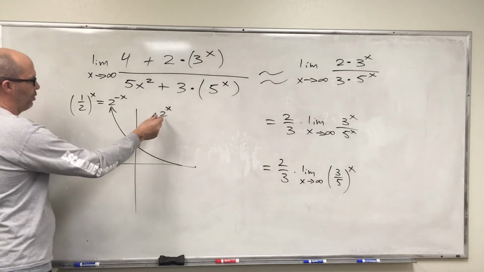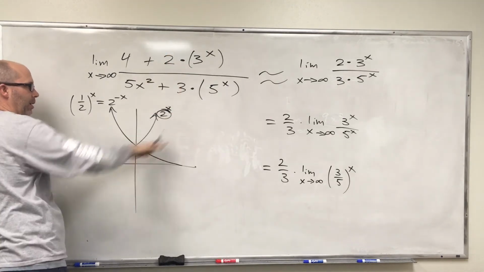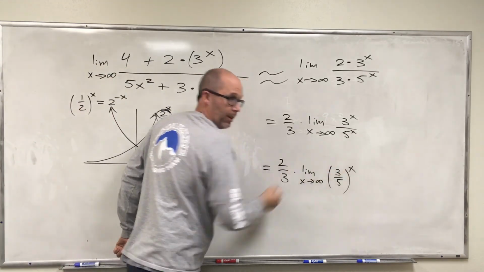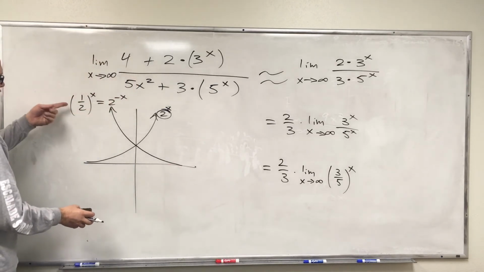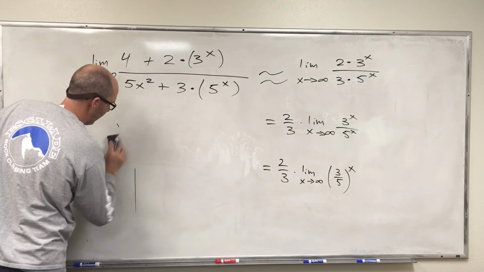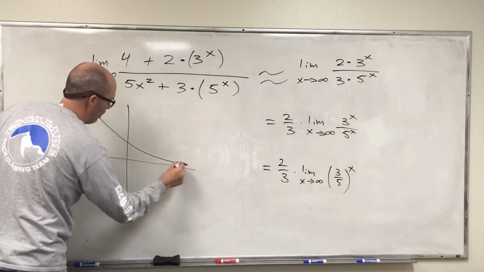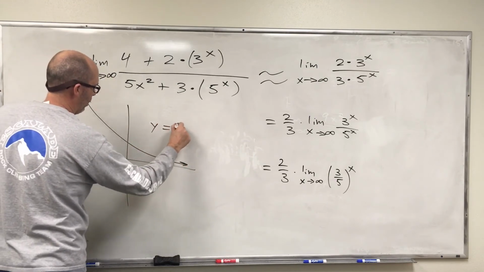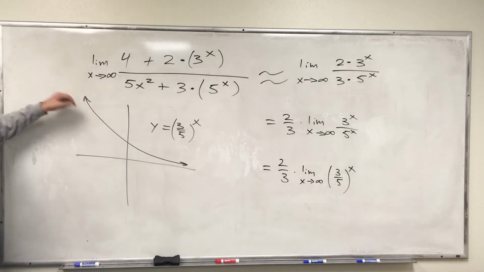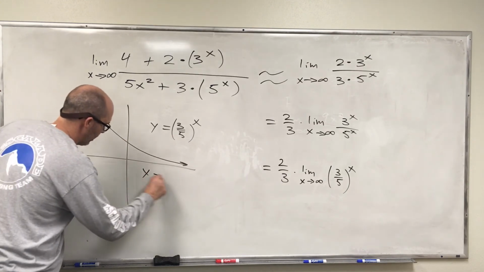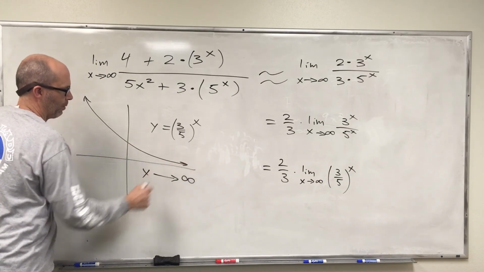Okay. So 2 is bigger than 1. If the base is bigger than 1, then the graph goes that way, like that. Here, 3/5 is less than 1, so the graph will be similar to 1/2 to the x. Not exactly the same, but it will be similar. 3/5 to the x. You can see that the limit as x approaches infinity, as x gets large, y gets small, close to 0.